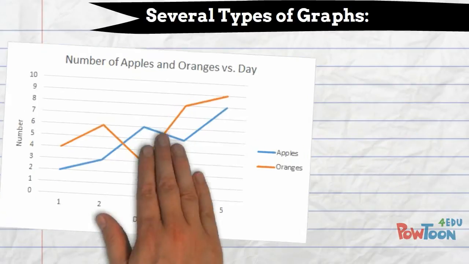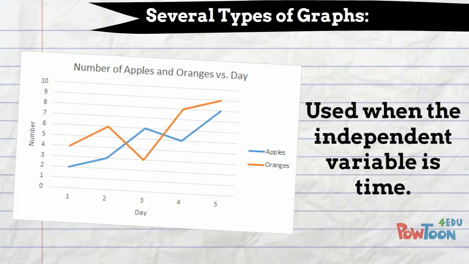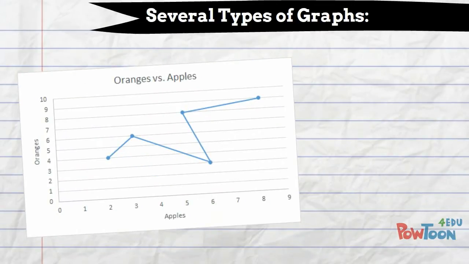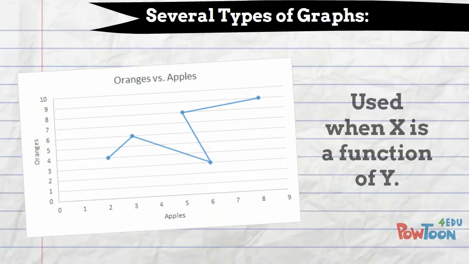Time series, best used when the dependent variable is numerical and the independent variable is time. Line graph, used to show the relationship between the independent and dependent variables when both are numerical. This is ideal when the dependent variable is a function of the independent variable.